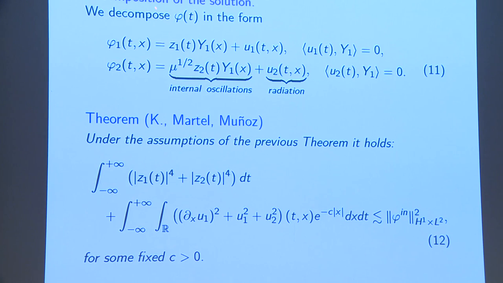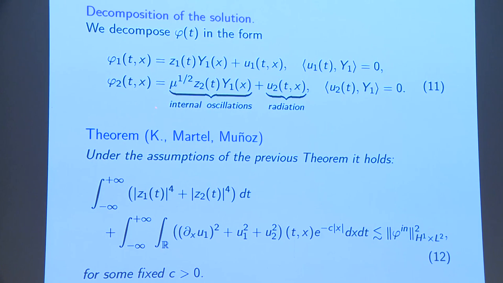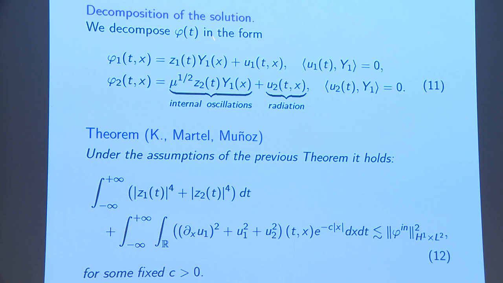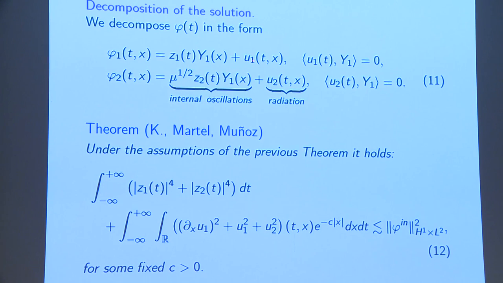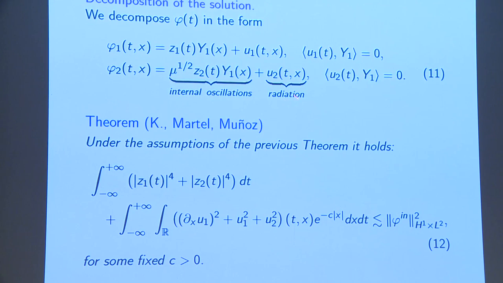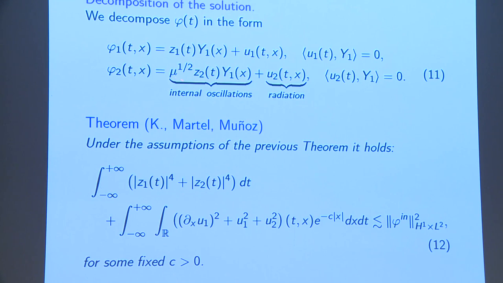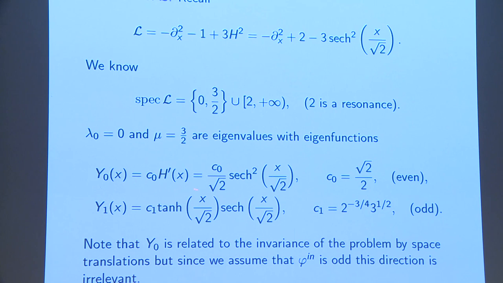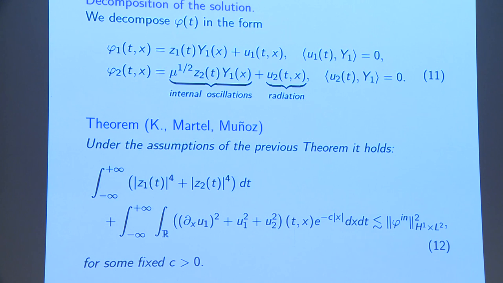In order to understand the dynamics, it is convenient to decompose the solution into a discrete mode, the odd mode that I described, multiplied by some function of t, and the rest, which is radiation. Notice that this eigenfunction is localized around the kink. That's why people call this mode internal oscillations. So there is the following theorem.